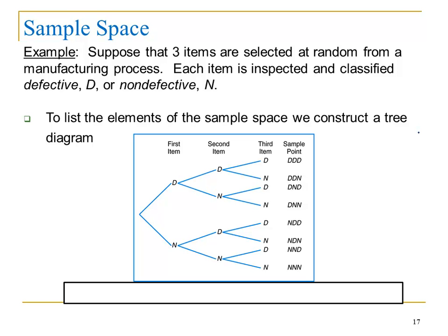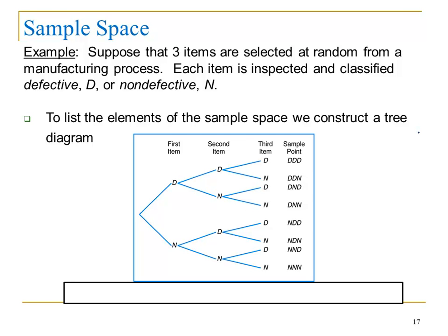And then when you get to the third item, you have to list the option for the third item for each outcome of the second item. So at the end, you're going to end up with 8 branches. Okay? And then you can list a sample point for each branch. So this one is D, D, D, which means that you have 3 defective items in this experiment. So the sample point for that one is 3 Ds.